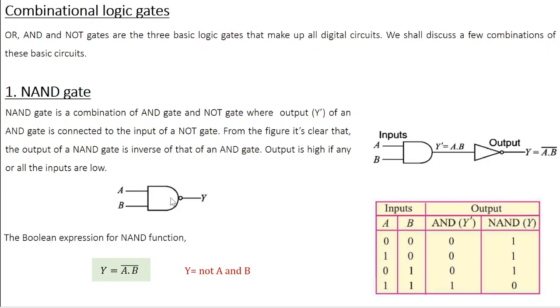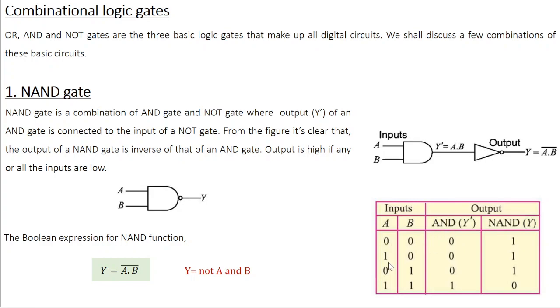So this is the symbol of a NAND gate. The small bubble here indicates the inversion. So from the figure, it's clear that the output of a NAND gate is the inverse of that of an AND gate. So if you look at the truth table, let's first write the truth table of the AND gate.